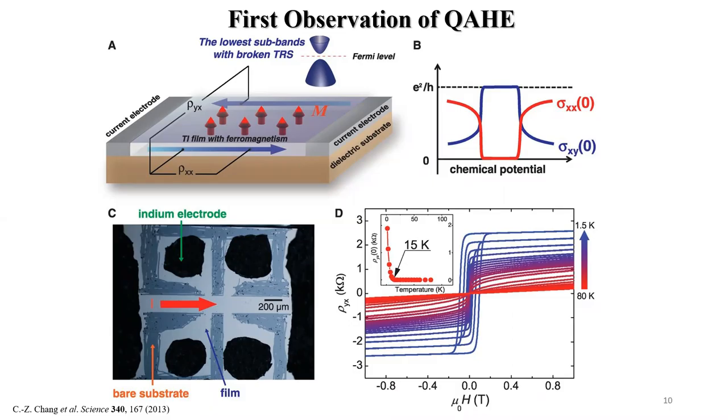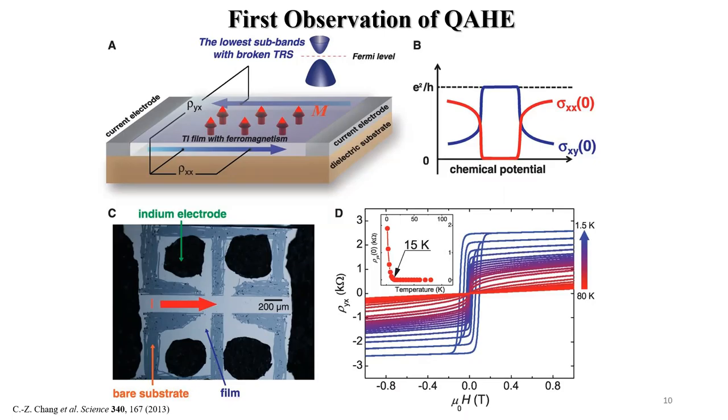And the resistivity in between here, on the conductance will become 0 in the longitudinal direction. So they measure the system by tuning the field at different temperatures, and they found that the system is a ferromagnet with a transition temperature around 15 Kelvin. Below 15 Kelvin, they observe the anomalous Hall effect.